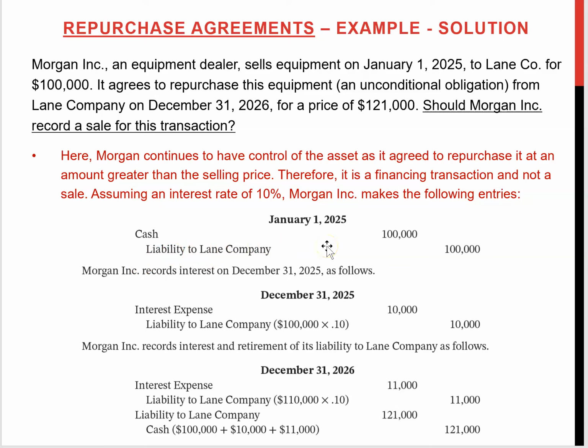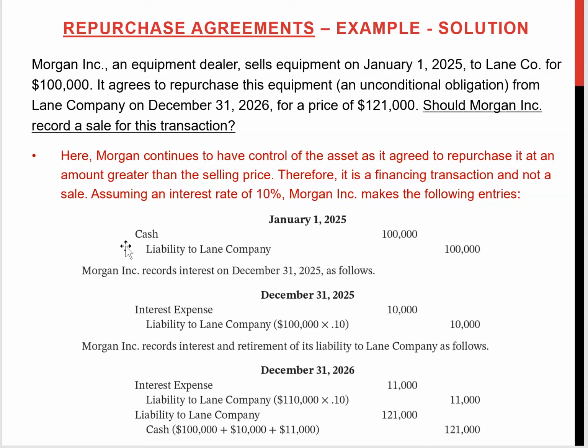Since it's not a sales revenue, or you are not recognizing the sales, you are not also recording the cost of goods sold, or crediting the inventory or equipment which is gone for these 2 years. So on January 1st, the journal entry will be cash debit and liability to Lane Company.